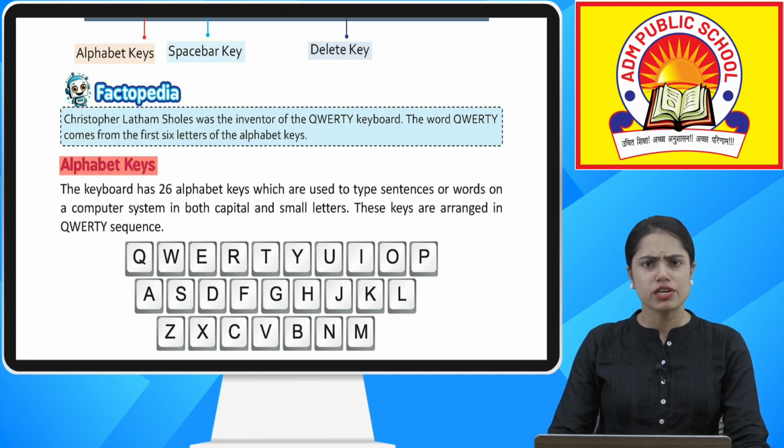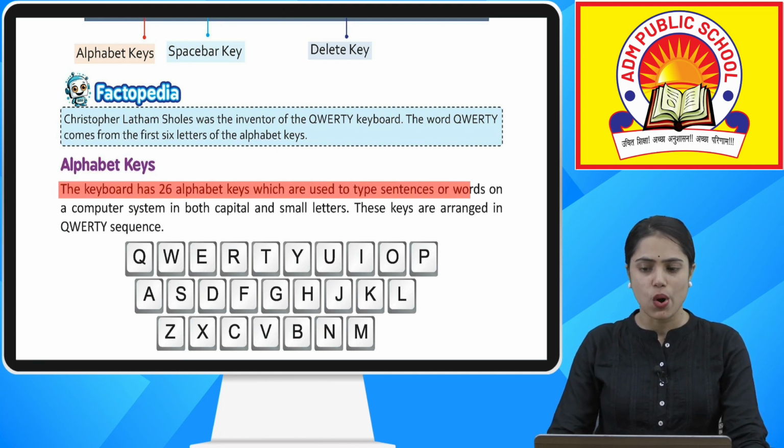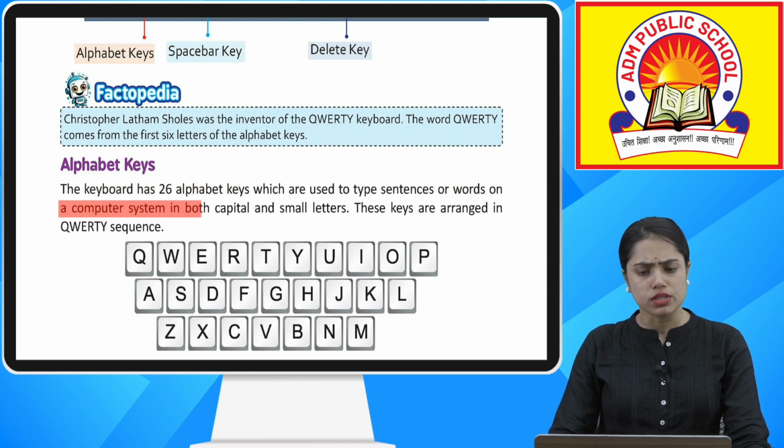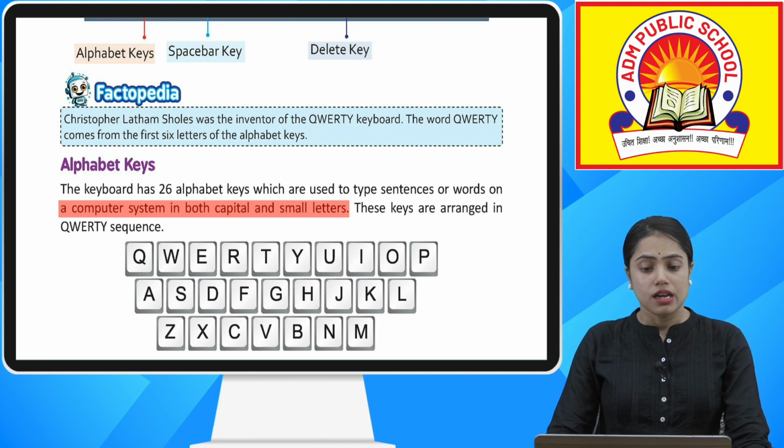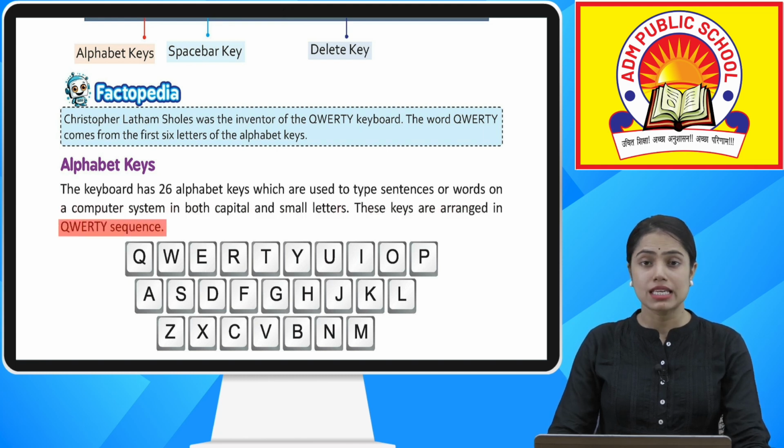Alphabet keys. So children, now we will learn about what alphabet keys are. The keyboard has 26 alphabet keys which are used to type sentences or words on a computer in both capital and small letters. We can write any capital and small letters with the help of the 26 alphabet keys. These keys are arranged in QWERTY sequence. In which sequence are these keys arranged on the keyboard? It's called QWERTY sequence.